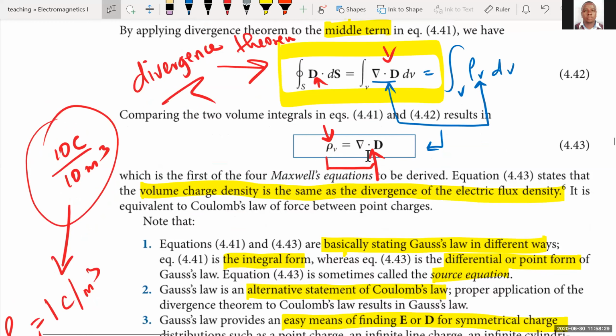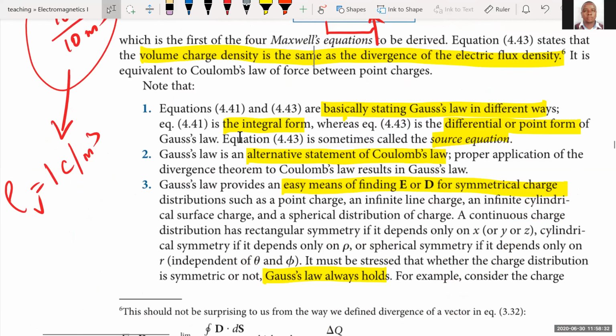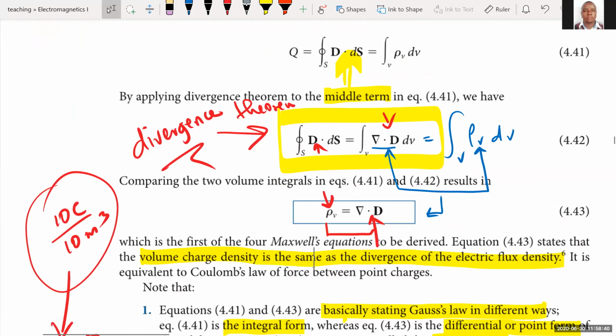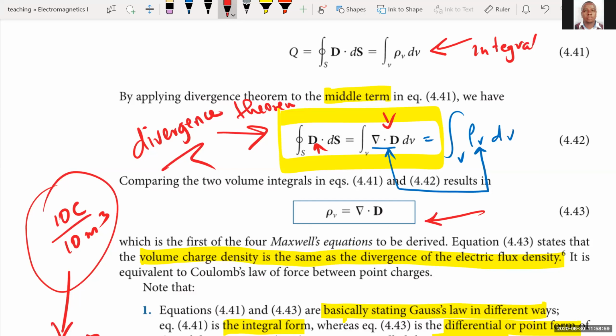There are some observations that we can make from that. Equations 4.1 and 4.3 are basically stating Gauss law in different ways. So equation 4.3 is a statement of Gauss law, as well as equation 4.1. But equation 4.1 is the integral form, and this is the differential form, or what we also call the point form. So that is how you state the divergence.